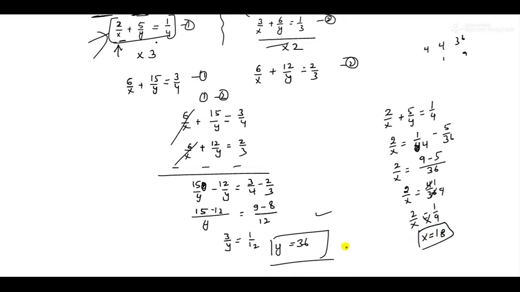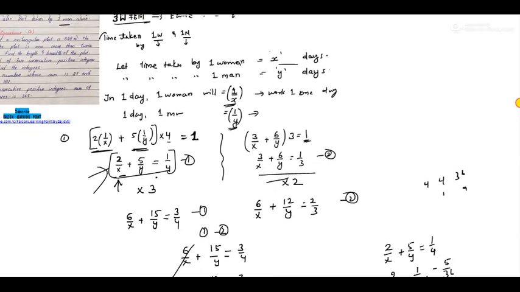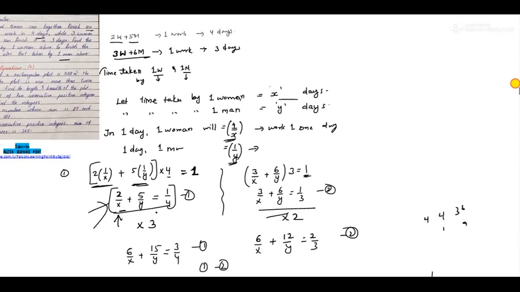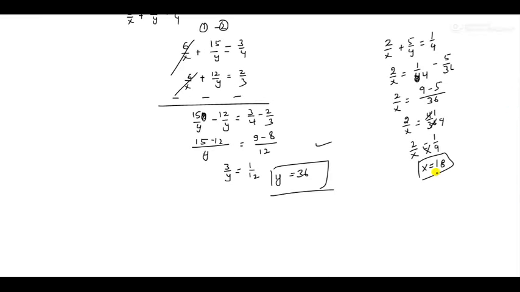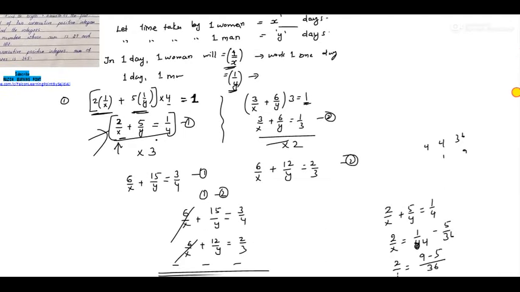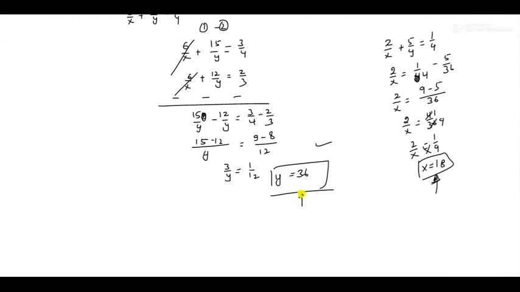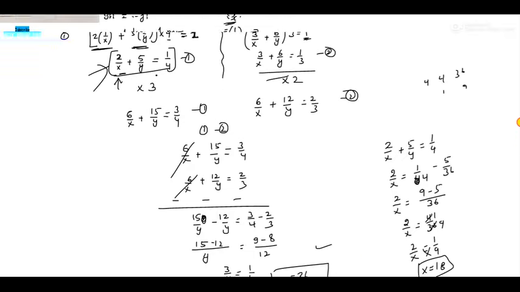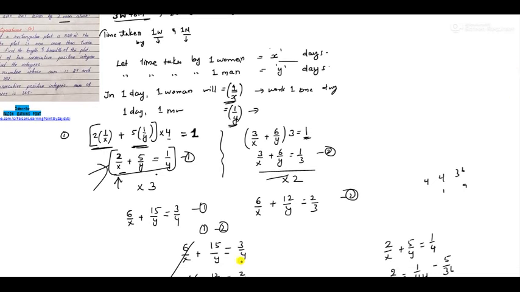Got it? It means what? x were women, correct? So it will take how many days? 18 days to complete that work by one woman. Got it? And 36 days by men to complete that given single embroidery work. So a man will take 36 days and a woman will take 18 days, for a single woman and single man. I hope you have understood this. It is very important.